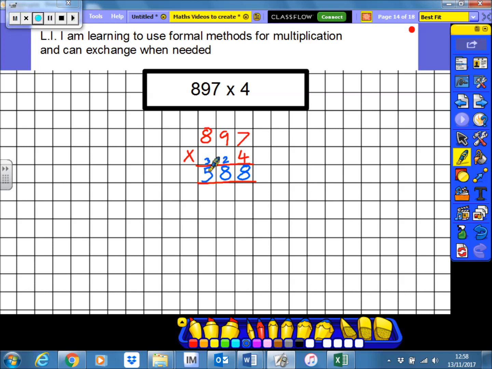So there's the 5. Now I could write the 30 part up here, but because there's nothing else to add it to, I can just write it straight down in this section here. And we get our final answer, 3,588.